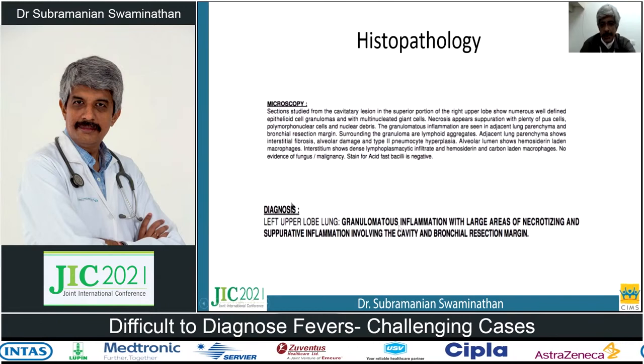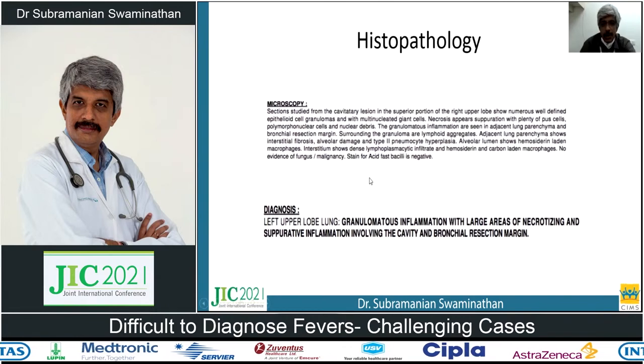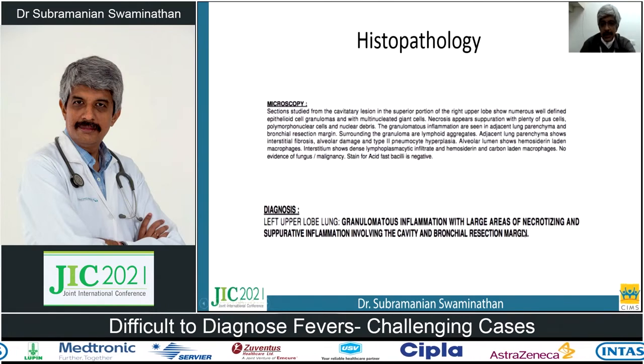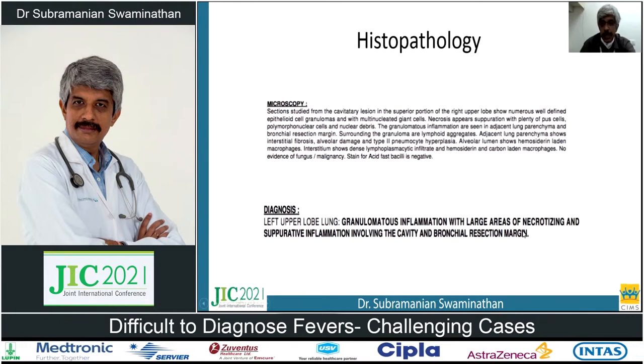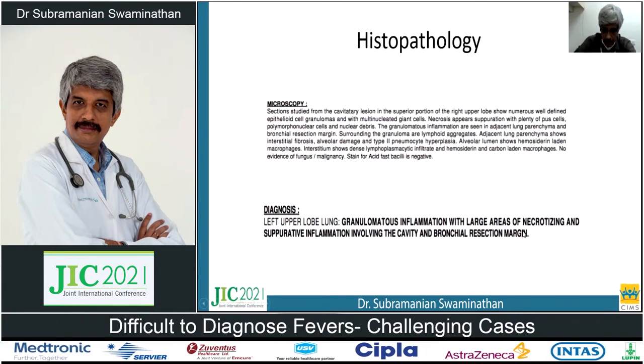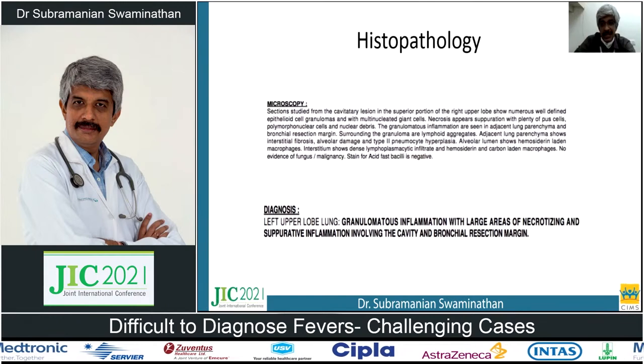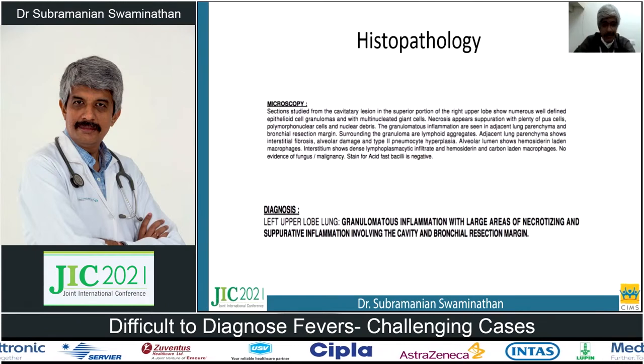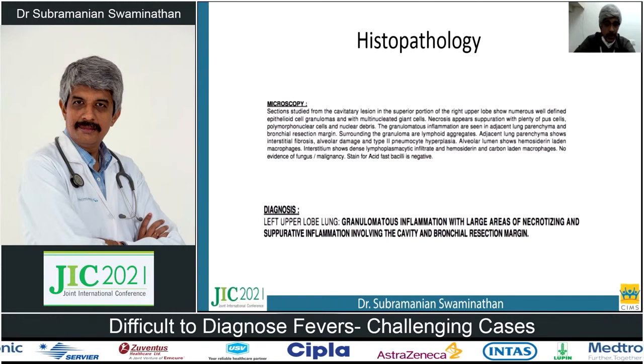See, the problem is most people, when they have a look at this, they'll immediately say, oh my God, granulomatous inflammation with necrosis and all that. So therefore it is TB. Not every granuloma is TB. So the question was, what was happening? If there was TB, why were we not able to identify the TB? Is it because he's already had treatment? If so, why is he worsening?